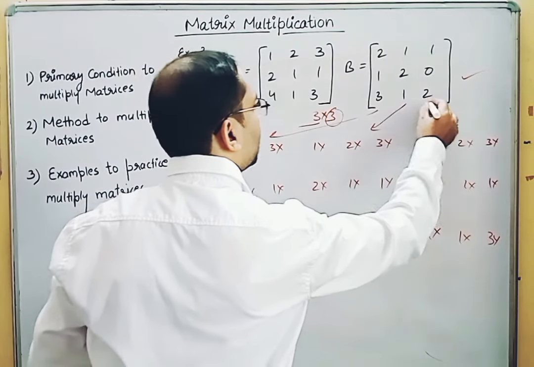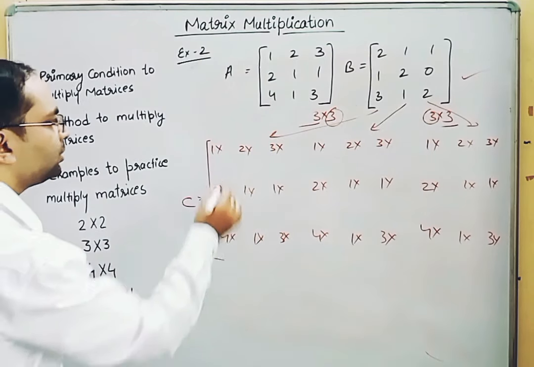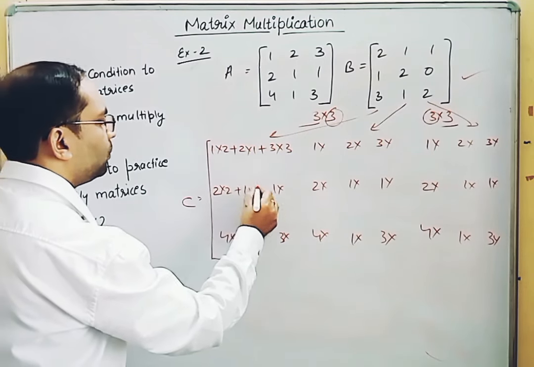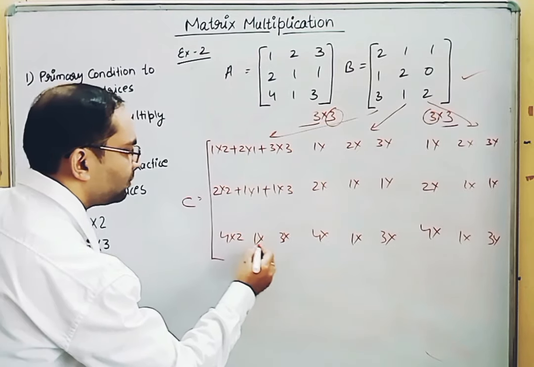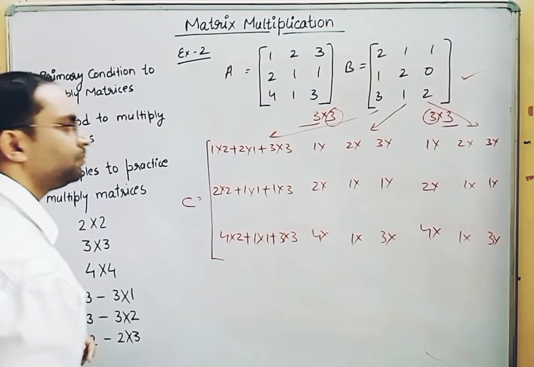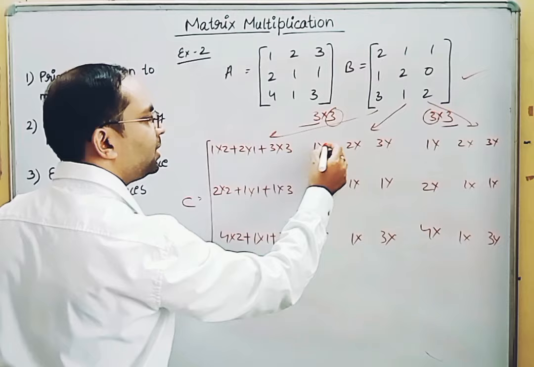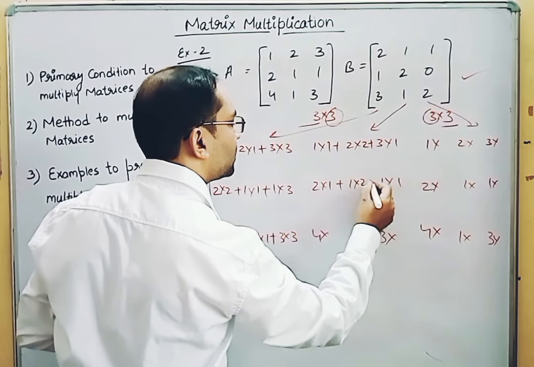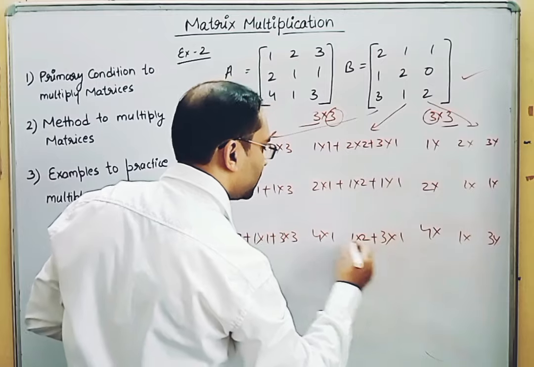column here, and this column here. So we'll simply write 2, 1, 3, and we'll write a plus sign in between. Then again 2, 1, 3, with a plus sign again. Then we'll have 2, 1, 3. Then the second one, 1, 2, 1. So we'll simply write 1, 2, 1, with a plus sign in between, three times.